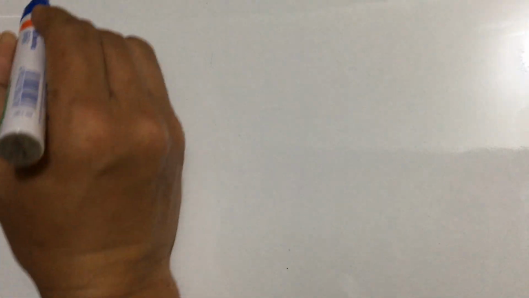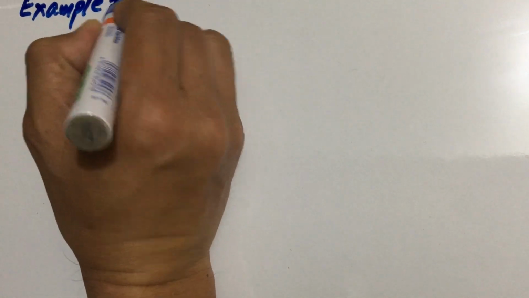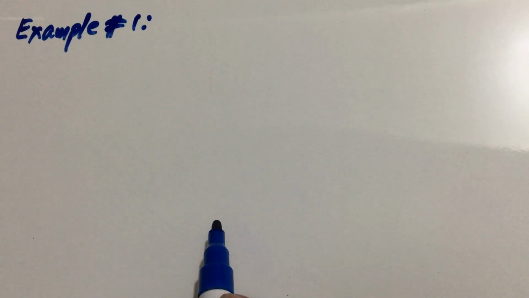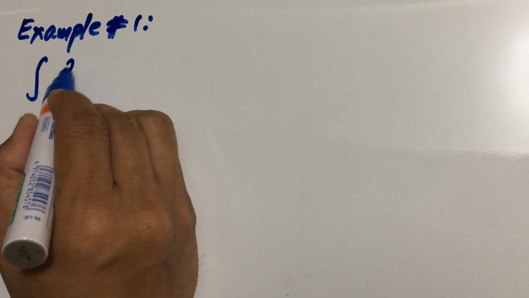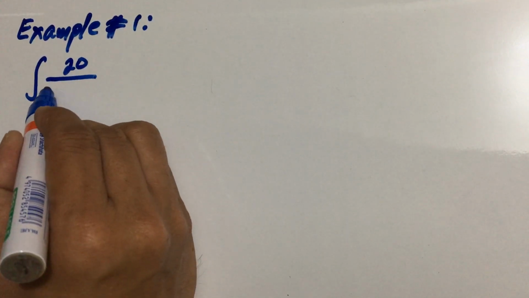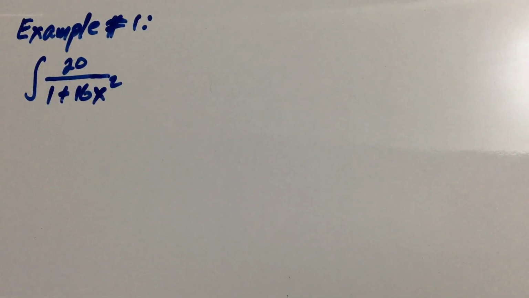So from those information that we have received just a while ago, we have here a very good example. If you are given the integral, okay, so this is our example number 1. If you're given the integral of 20 divided by 1 plus 16x squared dx.